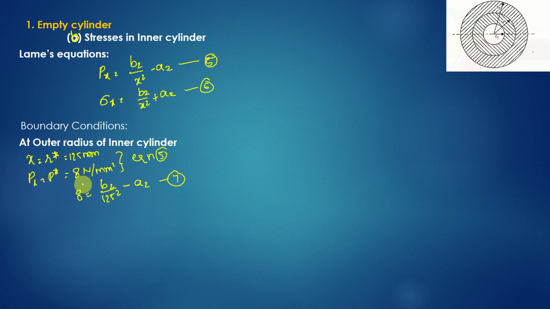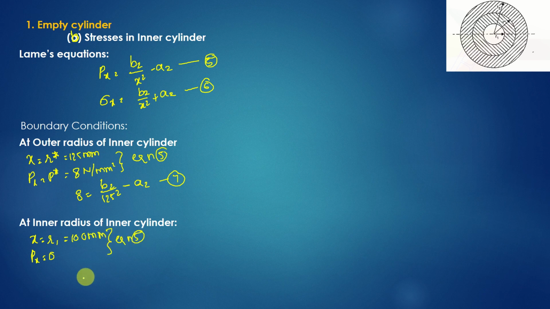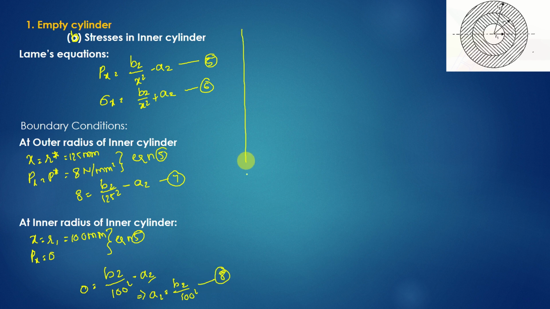So that is the outer radius. Now let us calculate the inner radius. At the inner radius, x is R1 and Px will be 0 because there is no fluid inside. This is the empty cylinder. R1 is 100 mm. Let us substitute these two in equation 5 again. In place of Px, 0 is equal to B2 by 100 square minus A2. So I will write A2 is equal to B2 by 100 square, as equation 8. If you substitute this A2 value in equation 7, you will get the B2 value. Subsequently you can find the A2 value. So ultimately if you solve equations 7 and 8, you will get the values. The solution is very clearly given in the notes.